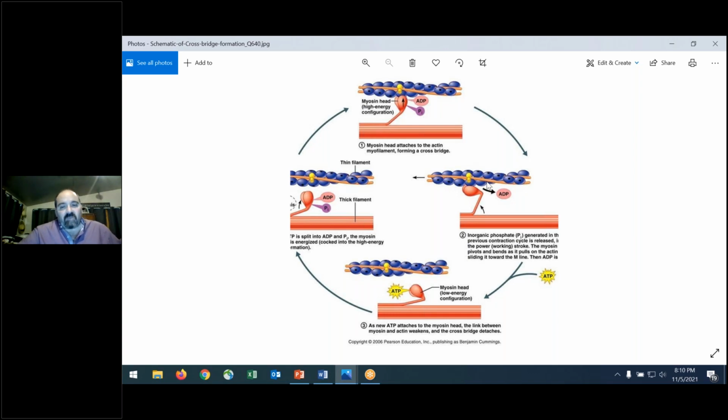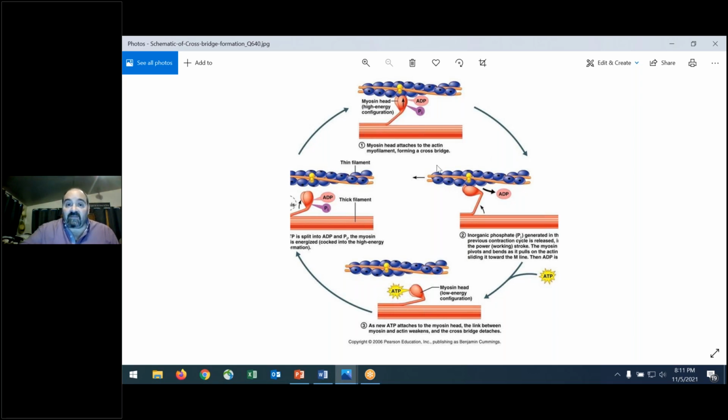I'll talk about this in more detail next class, but not only the cross bridge formation and the sliding of actin, represented in blue here, upon myosin, represented in red, but also the importance of ATP. That's why I said next class we'll talk about the generation of ATP and why it's important.